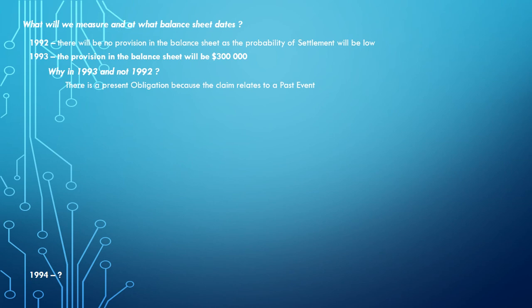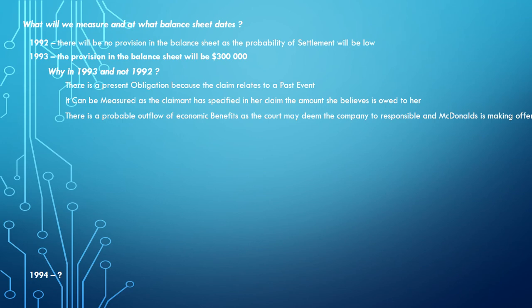Well, there is a present obligation because the claim relates to a past event and there is a probable outflow of funds. It can be measured as the claimant has specified in the claim the amount that she believes is owed to her, and there is a probable outflow of economic benefits as the court may deem the company responsible, and McDonald's is making offers to the claimant. Okay. Have we considered all the costs in the claim?